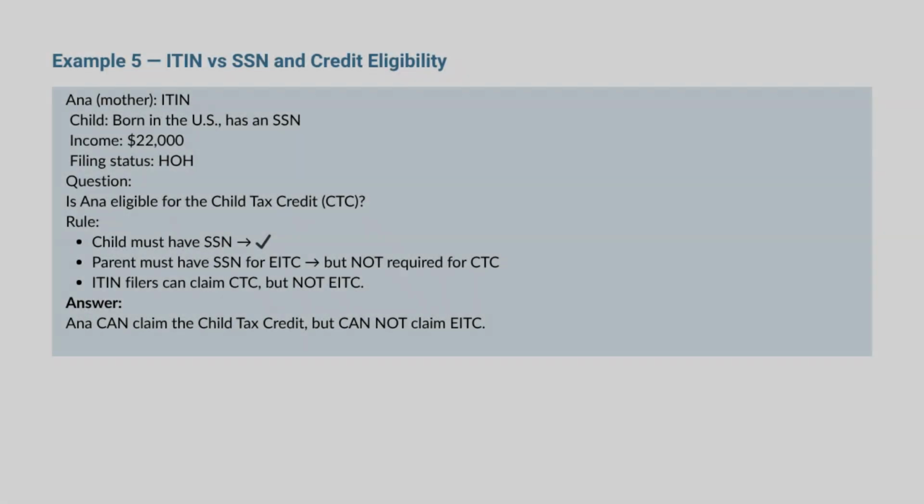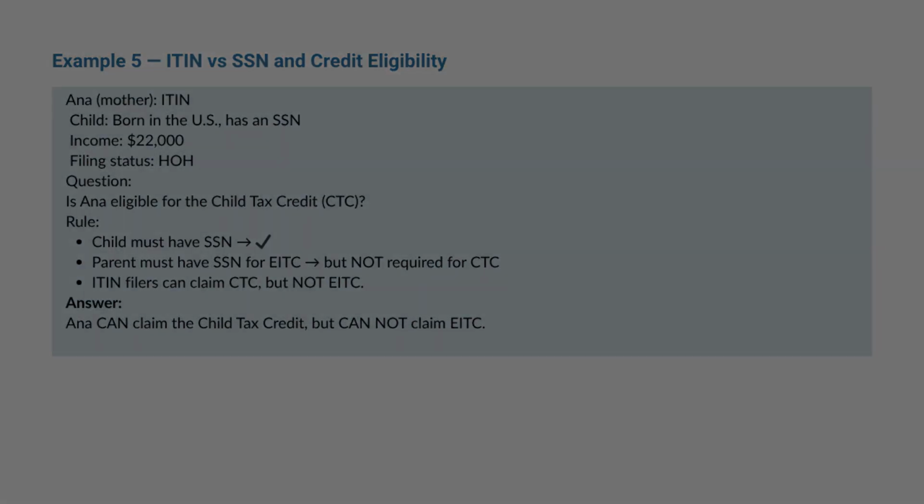Example 5. ITIN versus SSN and credit eligibility. Anna, ITIN. Child, born in the US, has an SSN. Income, $22,000. Filing status, SOH. Question. Is Anna eligible for the child tax credit, CTC? Child must have SSN, yes. Parent must have SSN for EITC, but not required for CTC. ITIN filers can claim CTC, but not EITC. Anna can claim the child tax credit, but cannot claim EITC.